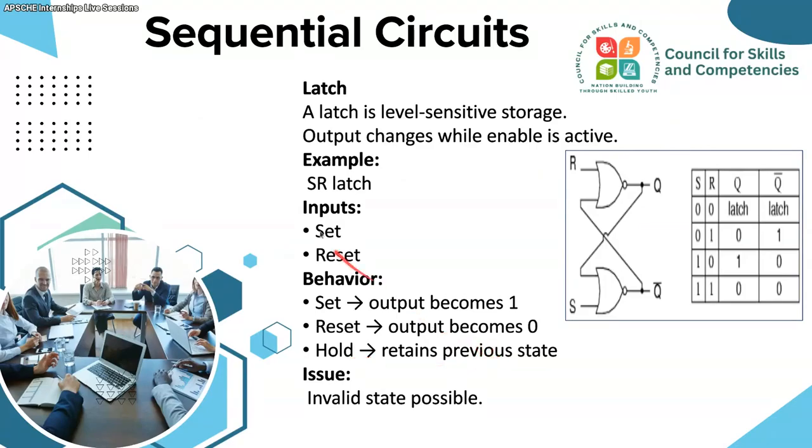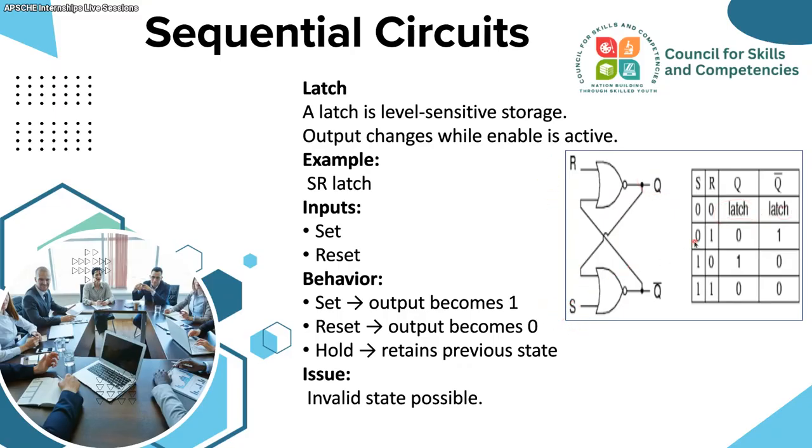So there is a use, but there is a problem with that. There is an invalid state possible. Here I told you a sequential circuit has feedback. So they have given NOR gates, and the output of one NOR gate is given as input to the other, and this output is given as one input to the first. When both inputs are 0, it will maintain the state. The previous value is getting maintained. That is the latch hold, when we give 0 and 0.